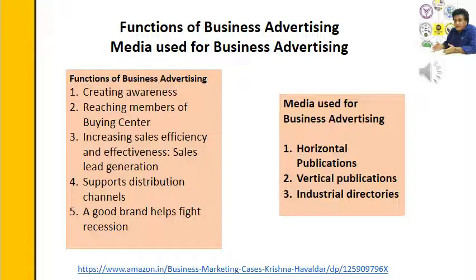So the key is what kind of media you should use for business advertising. There is something called a horizontal publication, which cuts across various industries. For example, there is a magazine which I read, Business Manager, which is HR specific, but it cuts across industries. Automotive industry people also read this, chemical industry people, telecommunication people. So this is a horizontal publication which cuts across industries.